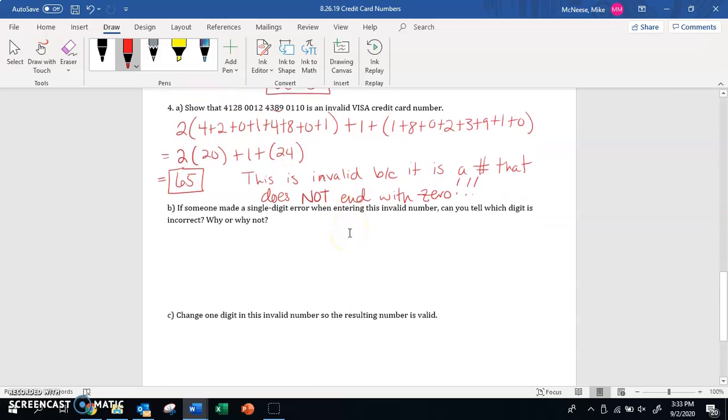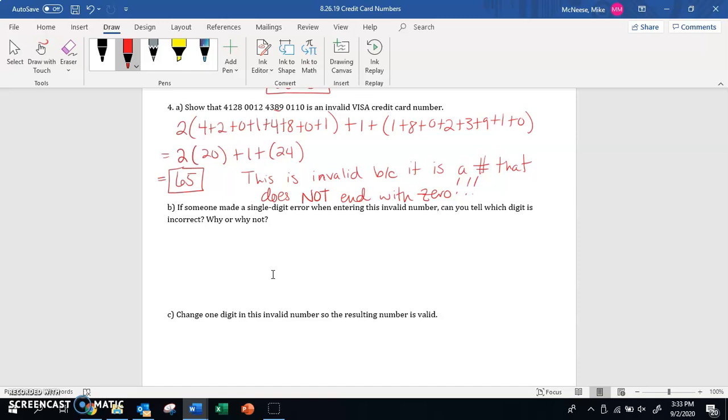Part B, it says if someone made a single digit error when entering this invalid number, can you tell which digit is incorrect? And so we've got all these numbers up here, and almost all of them could be any number from 0 to 9. The only ones that can't be like that are the first two and the last one. So we have 9 digits here that could be anything from 0 to 9.